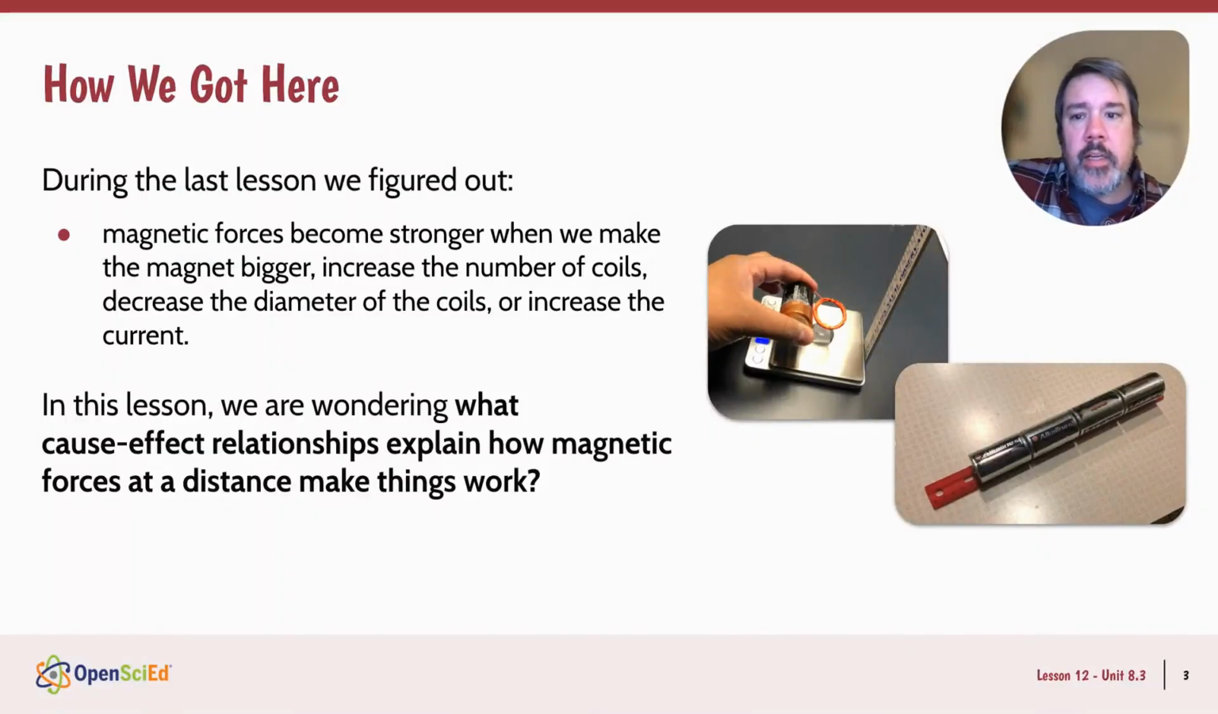So in lesson 11, we figured out a lot about the forces between magnets, or an electromagnet and another magnet, in terms of the different factors that can affect the strength of those forces. And so in this lesson, we really want to put it all together. What are the cause and effect relationships that can explain how magnetic forces at a distance make things work, right? How can we explain all these different things that we've been looking at, including the speaker?